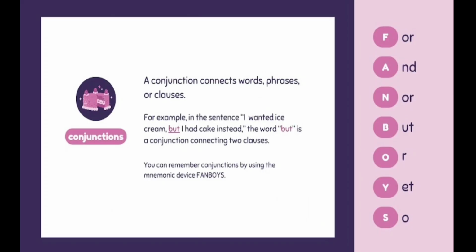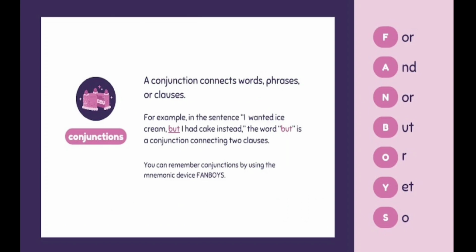The next one is a conjunction. A conjunction connects words, phrases, or clauses. For example, in the sentence, "I wanted ice cream, but I had cake instead," the word "but" is a conjunction connecting two clauses.